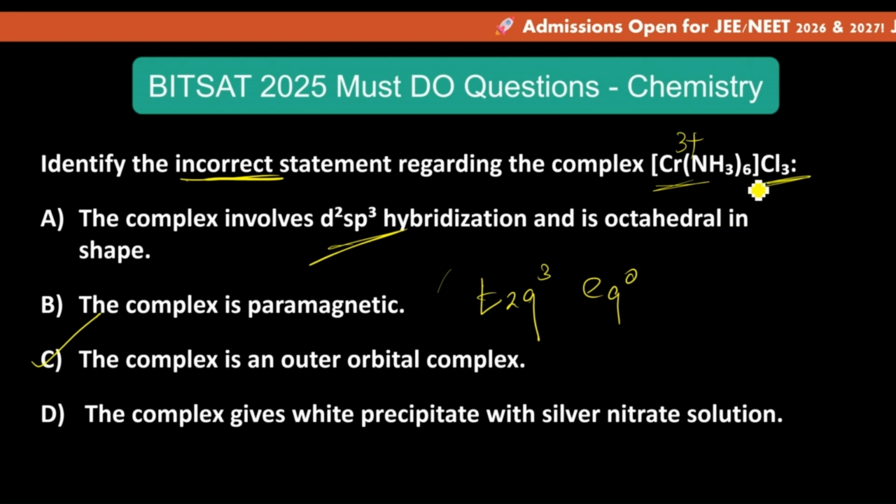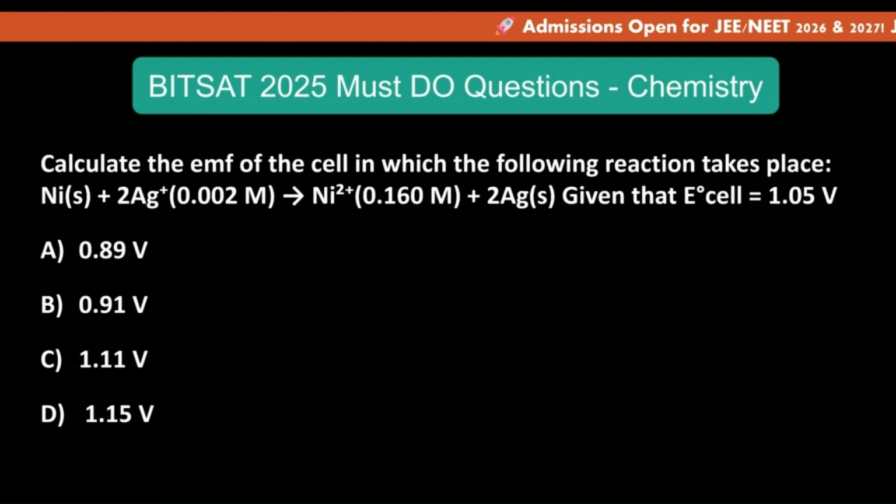Here I am having Cl3 in the outer coordination sphere. Obviously that will give you the cloudy white precipitate with silver nitrate solution. That is also true.